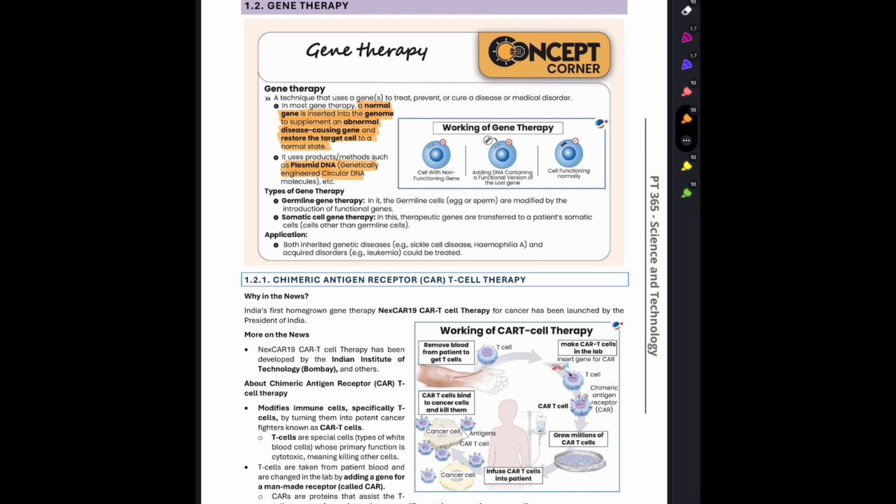Types of gene therapy. First is the germline gene therapy, and the other is the somatic cell gene therapy. In germline gene therapy, the germline cells, egg or sperm, are modified by the introduction of functional genes. In somatic cell gene therapy, therapeutic genes are transferred to the patient's somatic cells other than the germline cells.